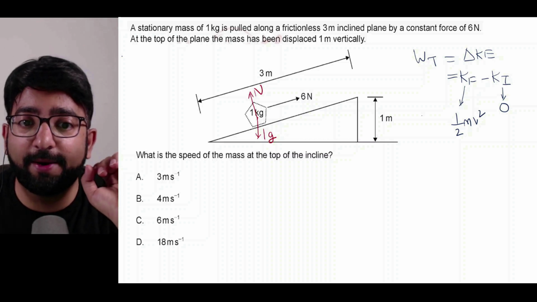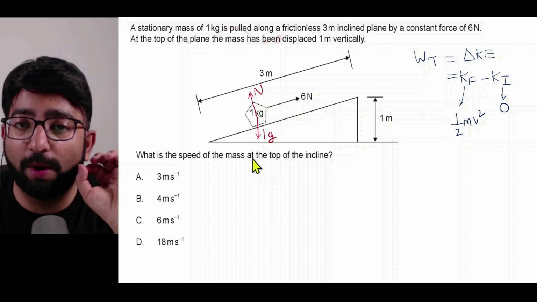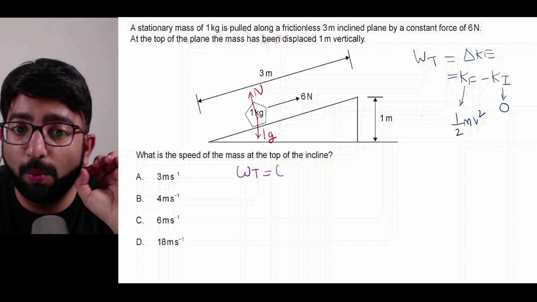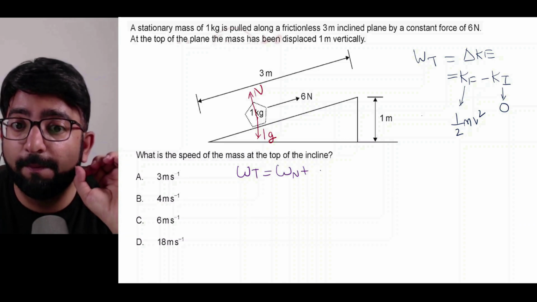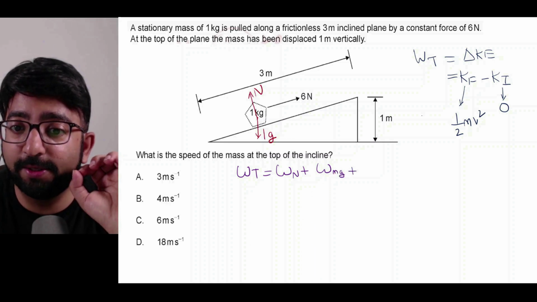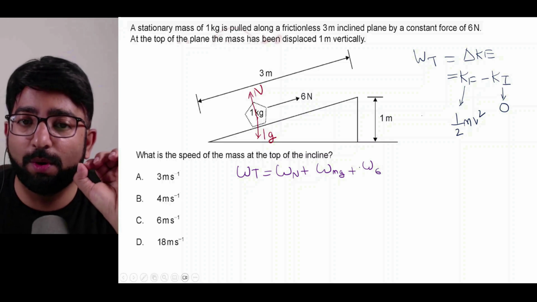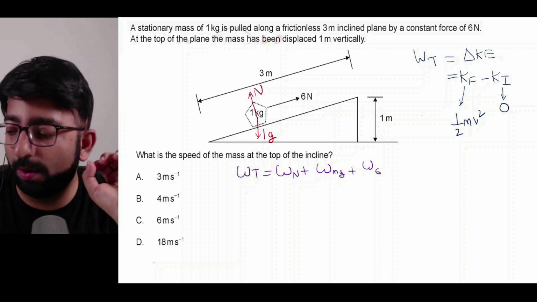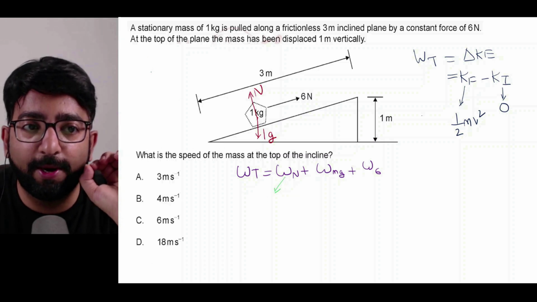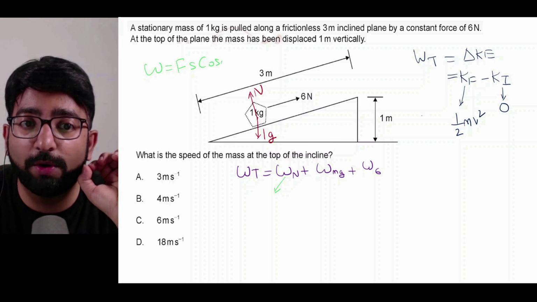There are three forces acting on the object. We have the normal reaction, we have the applied force, and 1g. So the total work done will be equal to work done by the normal reaction plus work done by the gravitational force, mg, plus work done by the applied force of 6 newtons. This is the total work done. So let us find individual work done. Let me write down the basic formula for work, which is force into displacement into cos theta.